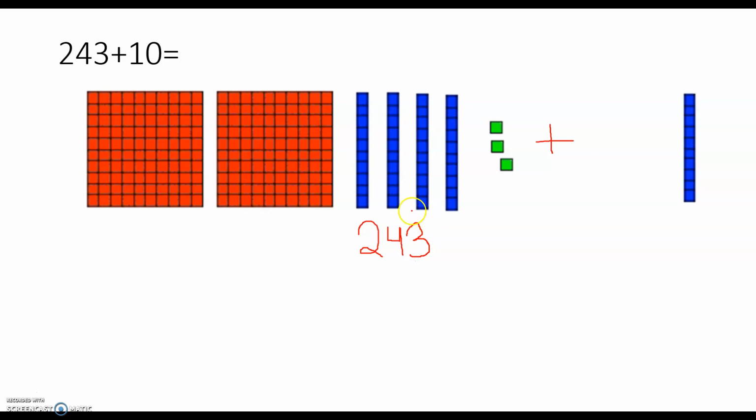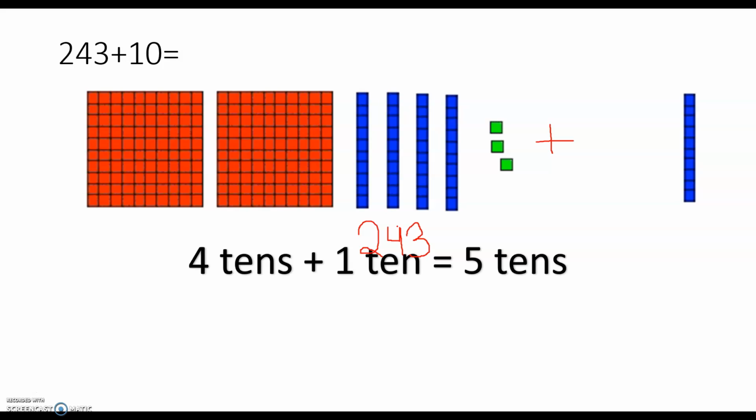We're going to go over to the tens place because we're adding to the tens place. We're adding 10. We have four tens. We're adding 10. That gives us five tens. So 243 plus 10 is 253. We're adding 1 to the tens place.